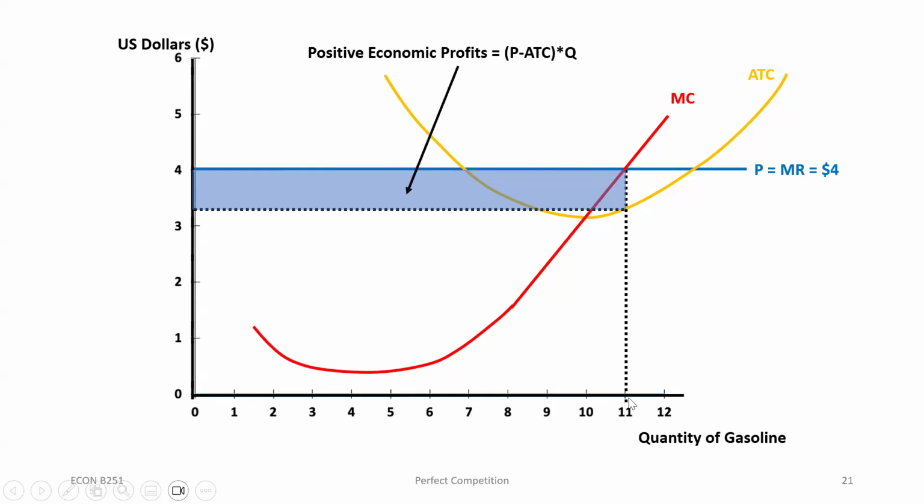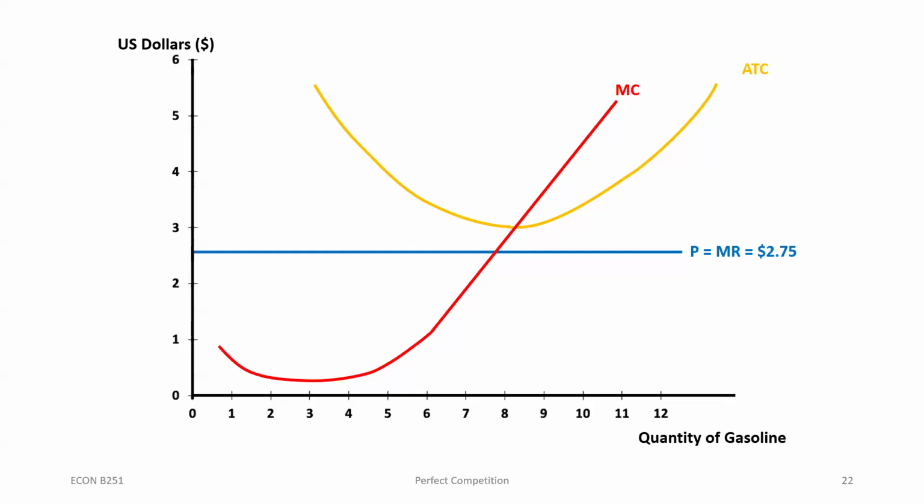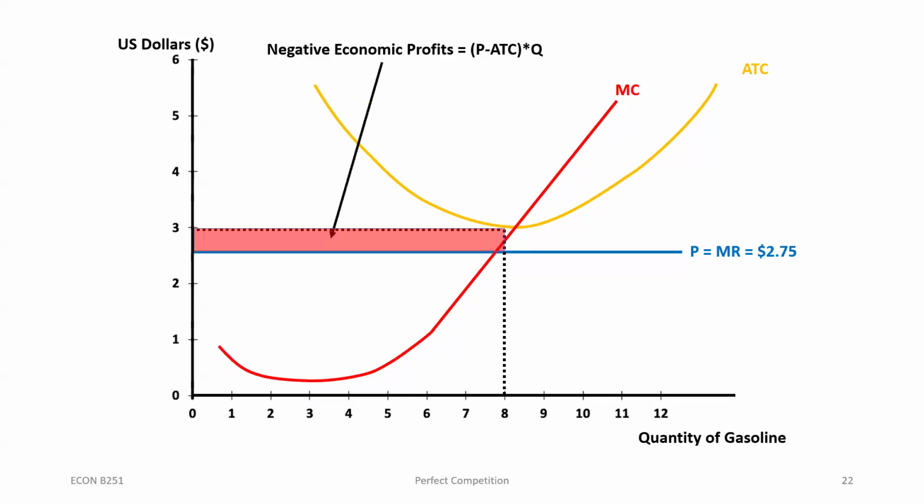That's our optimal quantity. At that quantity, we compare, and I'll write this out in a second, but our profit equation is the quantity we're selling times the difference between price and average total cost. So if price is ever above my average total cost, I know my profits are positive. If the price hits my marginal cost at a quantity where price is below my average total cost, then I would have negative profits.